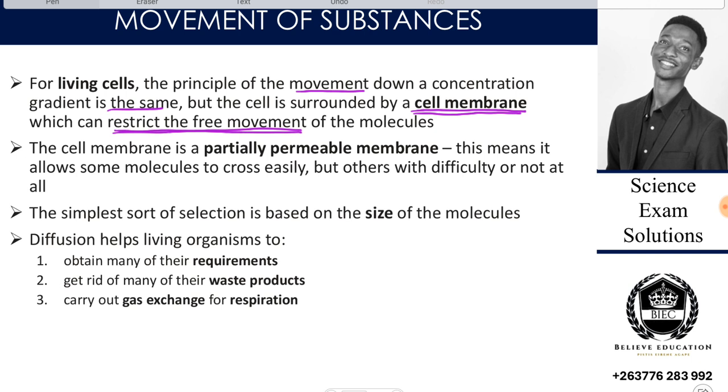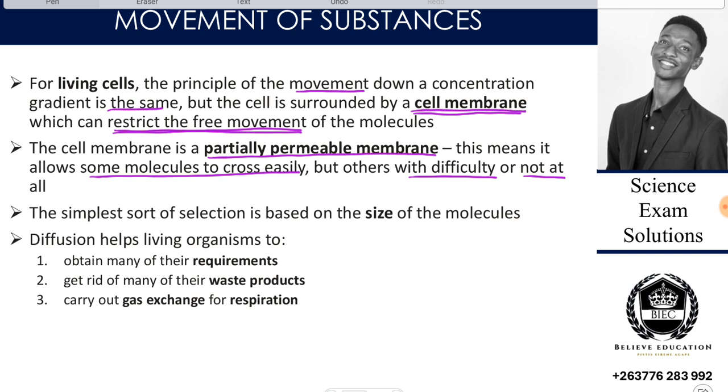So that restriction has a term that we use, and this term is what we say: it is partially permeable. So let's go to the second note. The cell membrane is a partially permeable membrane. This means it allows some molecules to cross easily, but others with difficulty or not at all. So in other words, some molecules can enter, while other molecules cannot.